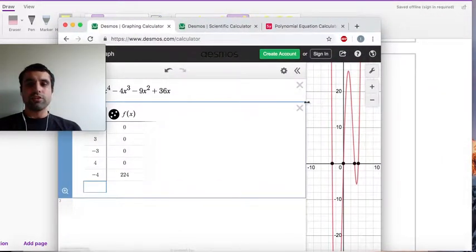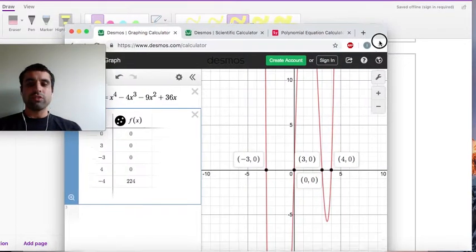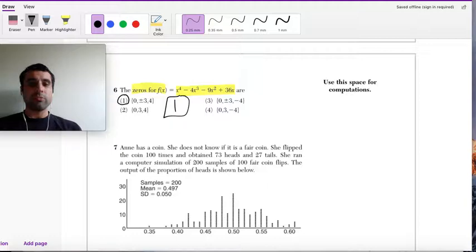And we could confirm using the x-intercepts of the graph. I'm only looking for where it crosses the x-axis, and we get those three numbers. So that's 0, positive negative 3, and 4. So 0, positive negative 3, and 4. That's choice 1, and we can move on, right?